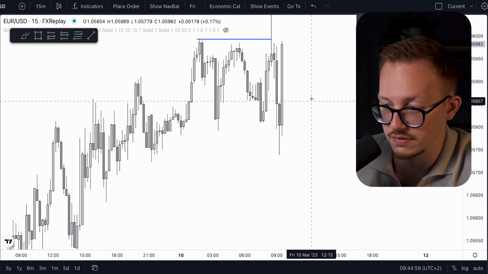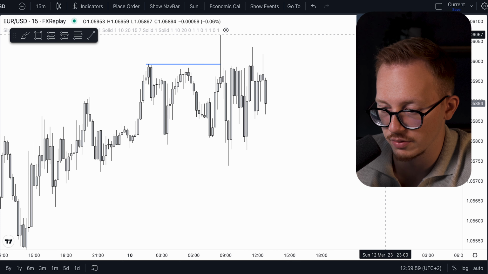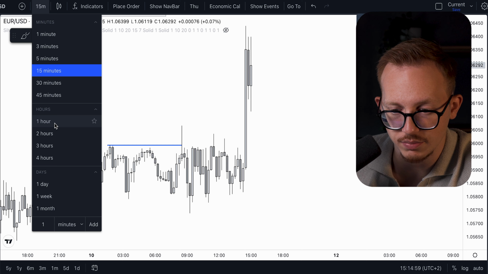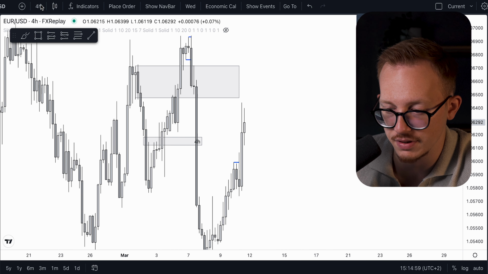Now we do have a lot of displacement the other way around. So give me that real market structure shift right now. And we are entering our position. Okay, we're just flying upwards. Let me see, is there another place that we can go to? Or are we just putting ourselves up for a better entry? That's also a possibility, of course.